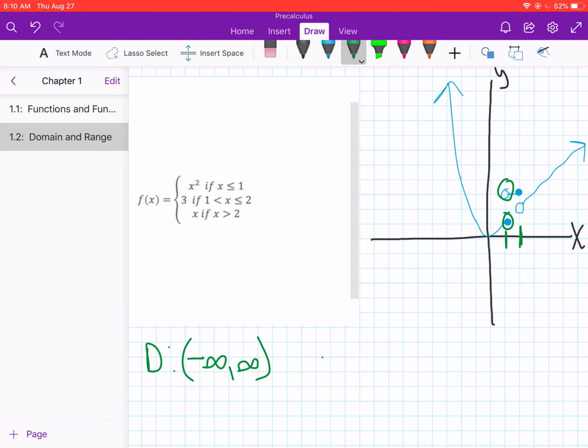For the range, low to high, we want to think what's the lowest number we have, which appears to be 0. And the highest we go is to infinity. It's going to go up and up on both sides, actually. So infinity, we know, is going to use a parenthesis. And then we have to determine if the 0 is going to be a bracket or a parenthesis. Even though there's not a closed dot there, we assume it's closed unless you have that open circle. So this is going to be a bracket. That's it for domain and range and interval notation.